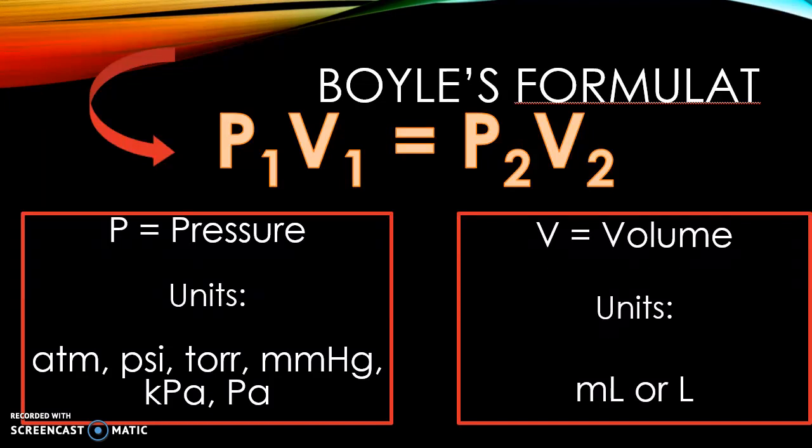Now, the problem with most students in previous classes is they don't recognize when they read the problems what is a pressure and what is a volume. So I put here the types of units. The units in the problem will tell you whether something is a pressure or a volume. If you see atm, psi, torr, millimeters of mercury, kPa, or Pa, you know that's a pressure. And if you see units like milliliters or liters, which you're more familiar with, then you know it's a volume. So let's practice that.